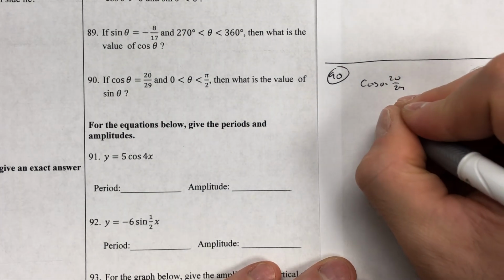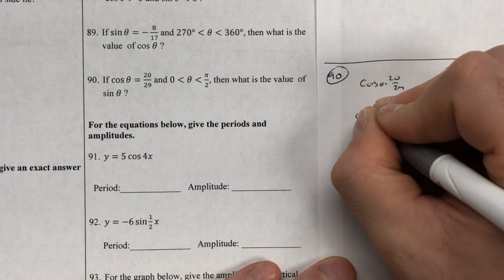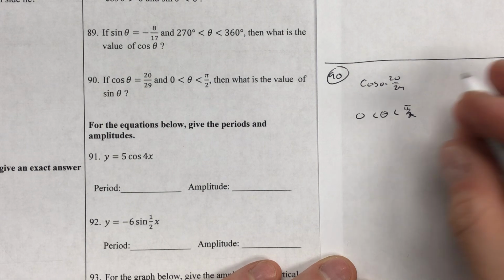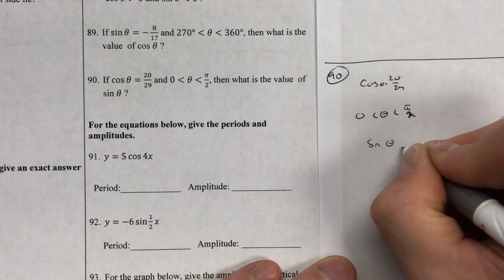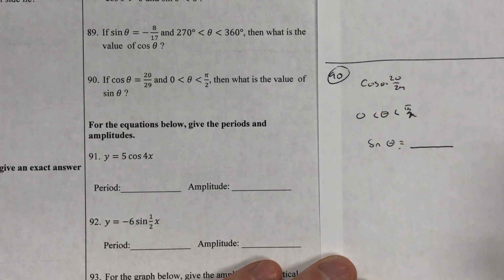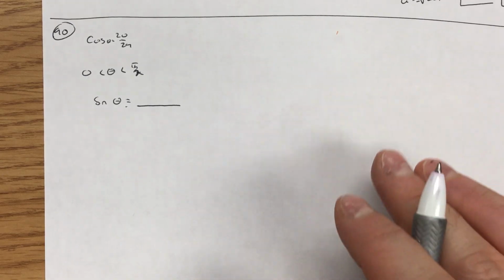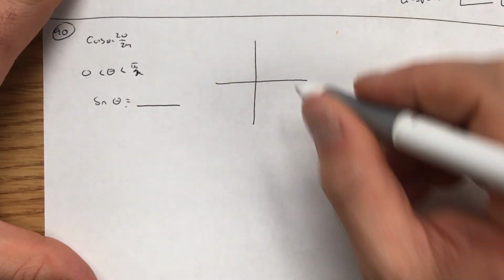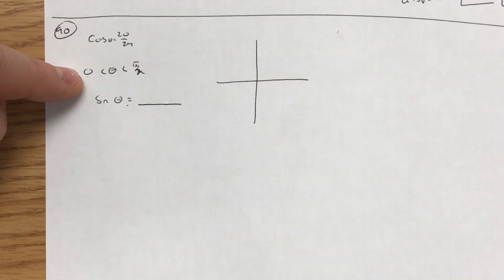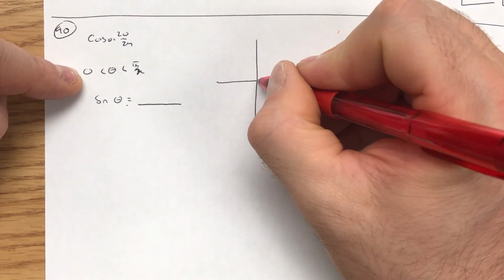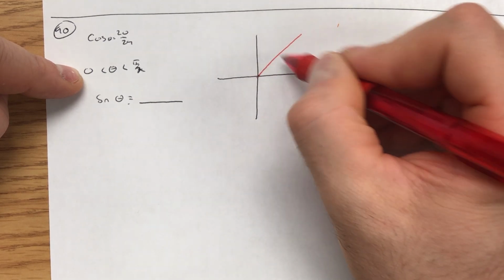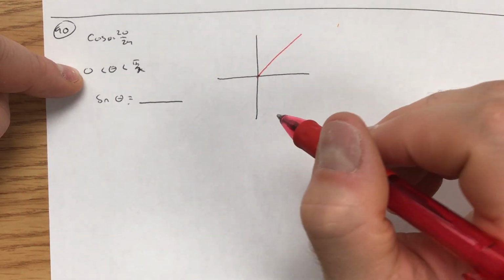I know that my angle is between 0 and pi/2, and I want to find the value of the sine of that angle. Okay, so let's take a look at what we know. The first thing that we know is where our angle is listed. It's between 0 and pi/2. So that must mean that pi/2 is right here, because half of pi is somewhere in this region.